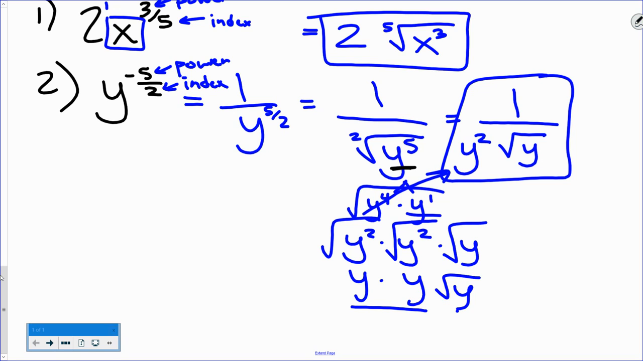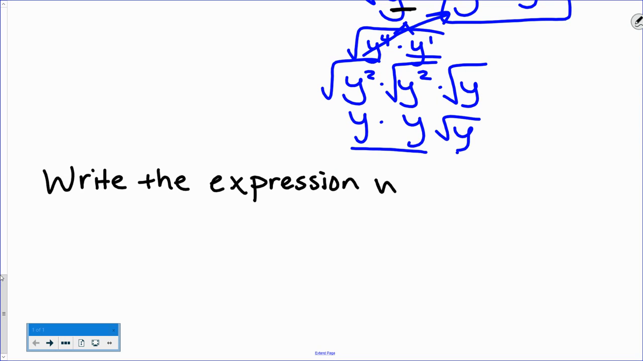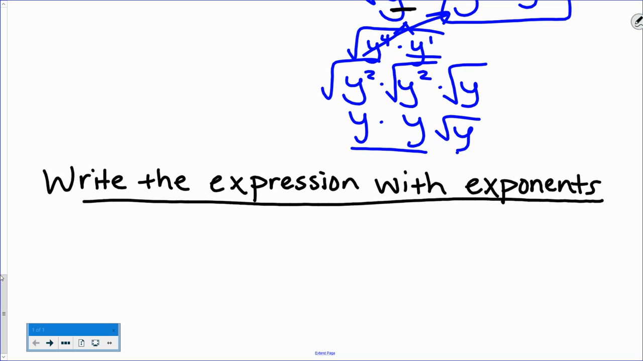Okay. All right, moving on to a couple different types of examples here. We are going to write the expression with exponents. So we kind of got to do the reverse. We are going to be given the radical expression. Then we're going to rewrite with the exponents. So I've got the square root of 6x to the 7th. No simplifying, I'm just rewriting this.